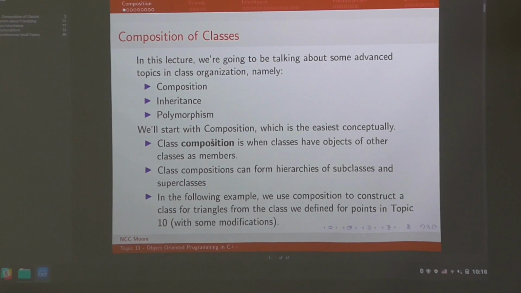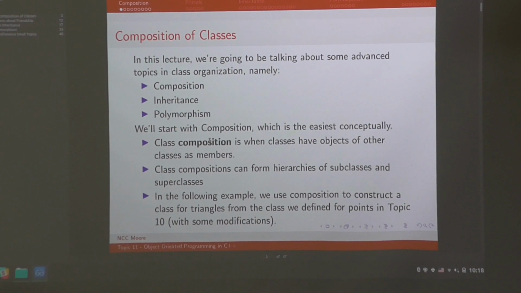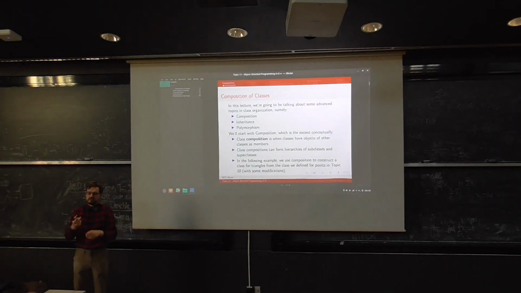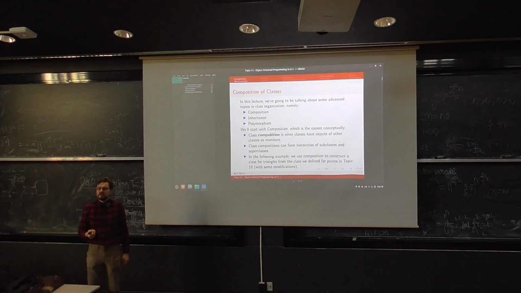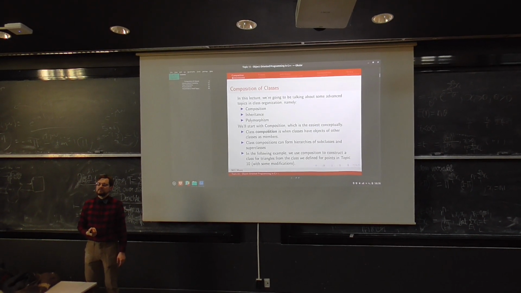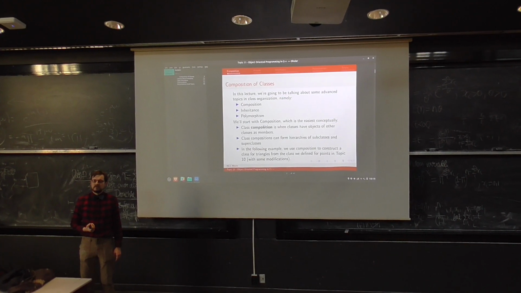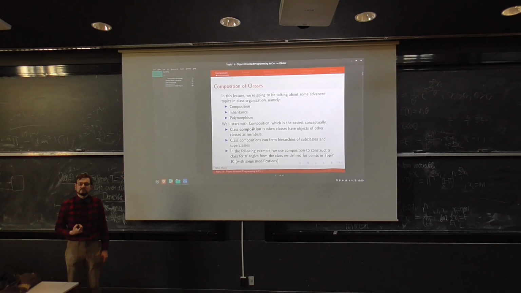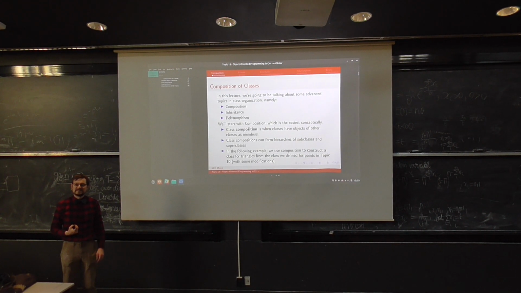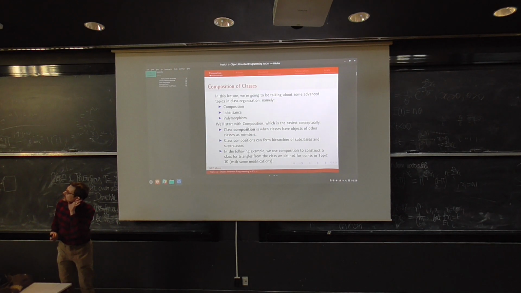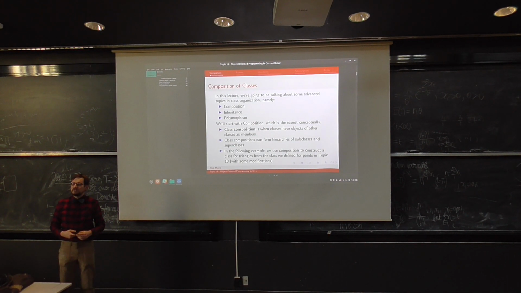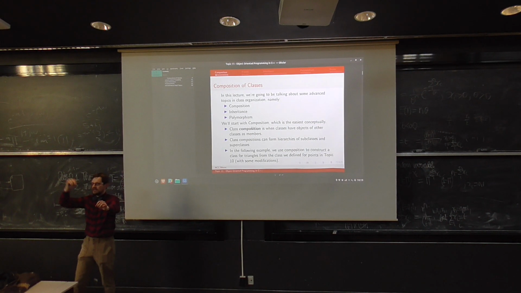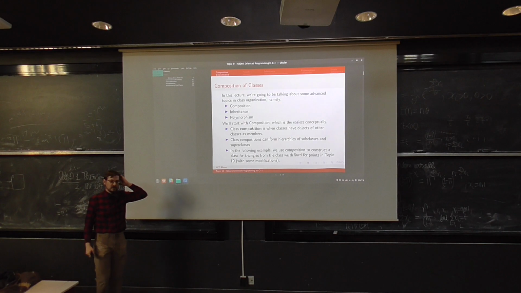So, imagine for a moment you have a class for points in three-dimensional Euclidean space. Now let's imagine that you have a class for a triangle. What is a triangle made of? Three points. Three-dimensional points will give you a triangle in three-dimensional space, right?